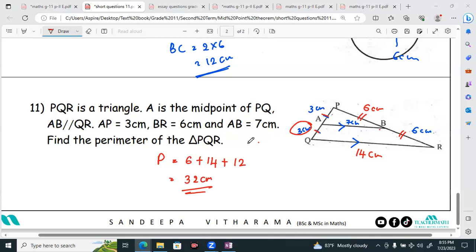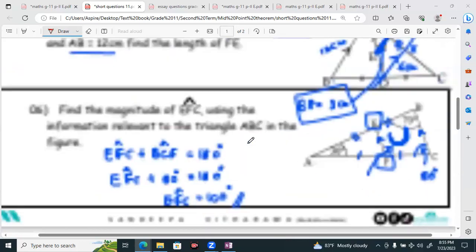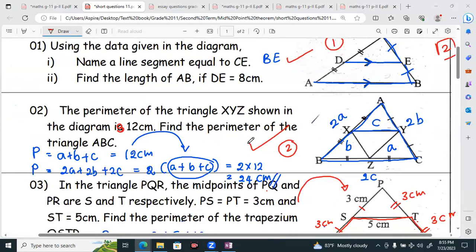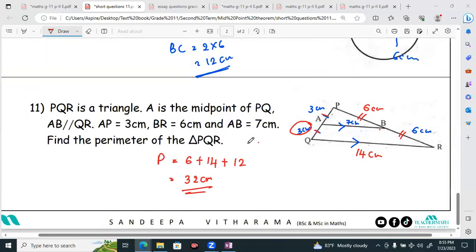Actually, all these are past paper short questions. There are 11 questions, that means past 11 years.